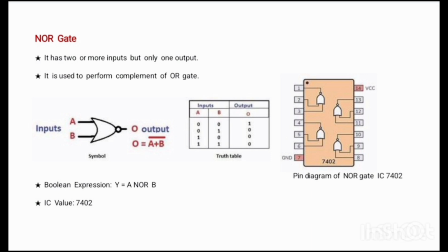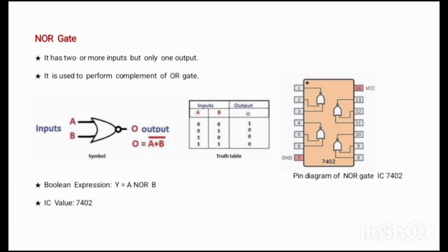NOR gate. It has 2 or more inputs but only one output. It performs complement operation of OR gate. NOR gate is a combination of OR plus NOT gate. This is the standard symbol of NOR gate. Boolean expression of NOR gate is y is equals to A plus B whole bar. IC value of NOR gate is 7402.